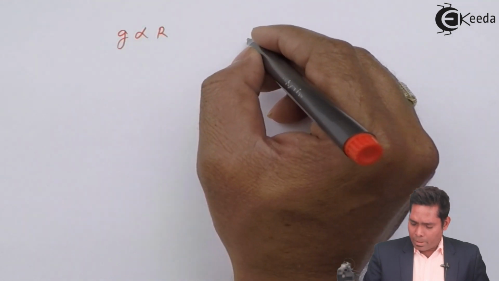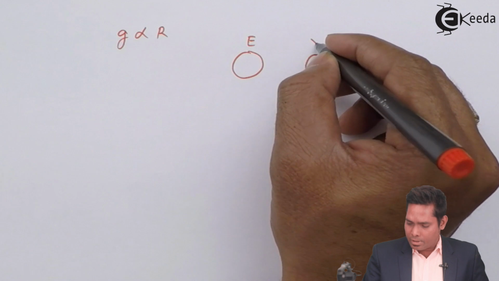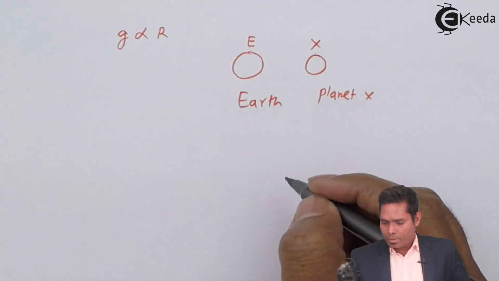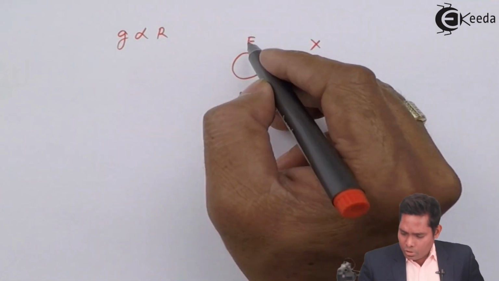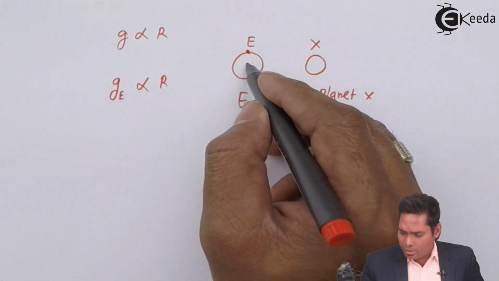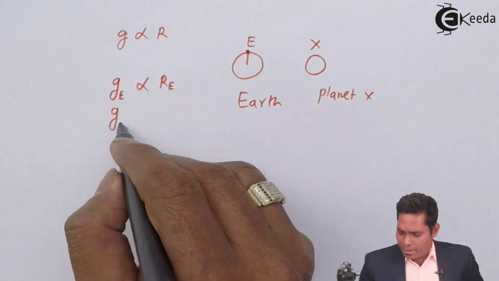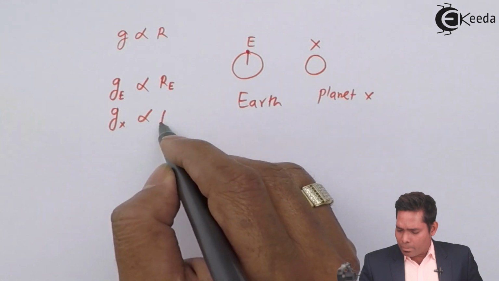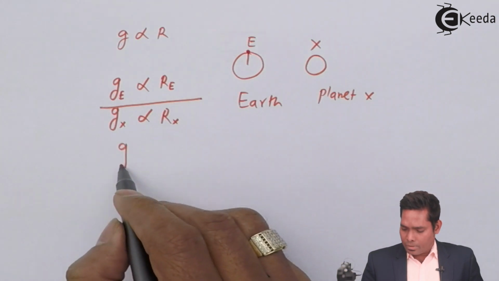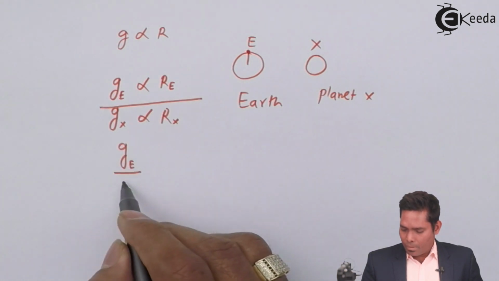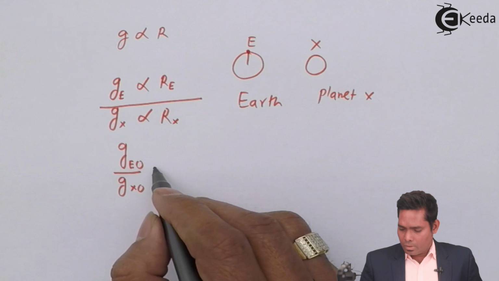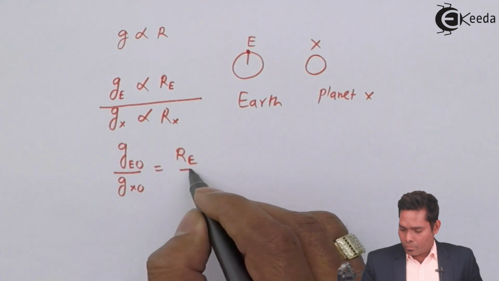now we have two situations, a planet Earth and a planet X. This is Earth and this is planet X. G proportional to R. G on the planet Earth is proportional to the radius of this planet Earth. G on the planet X is proportional to the radius of that planet X. That means if I divide these two, I'll get G Earth by G on the planet X, obviously on the surface, equals Re by Rx.